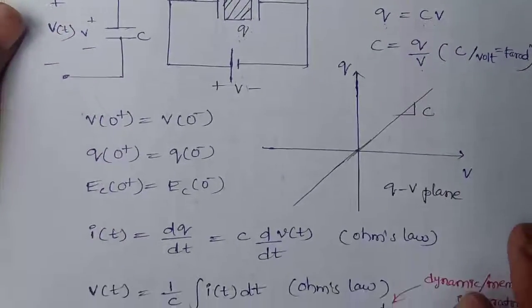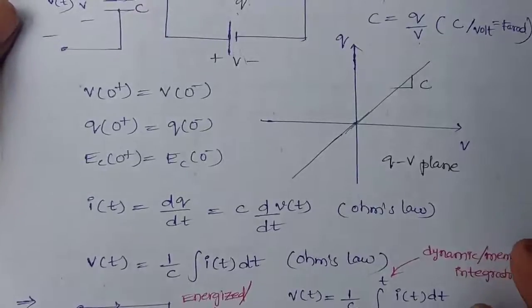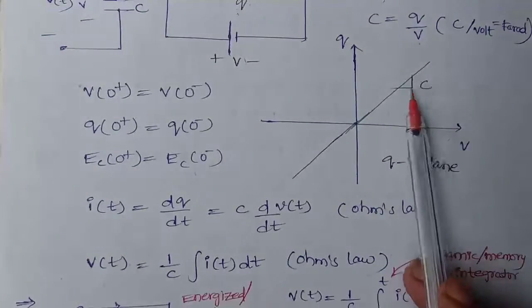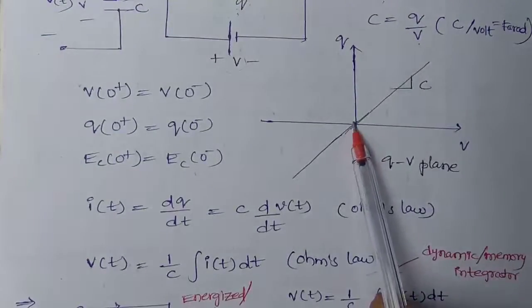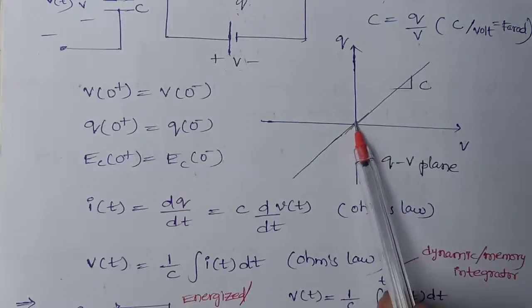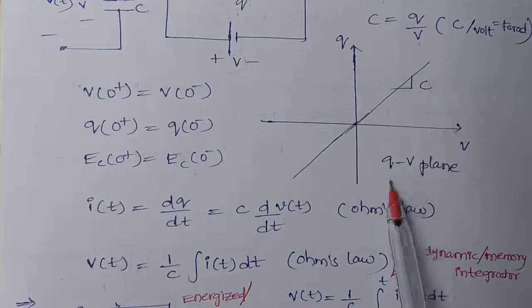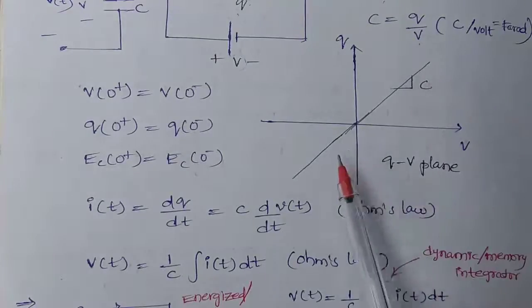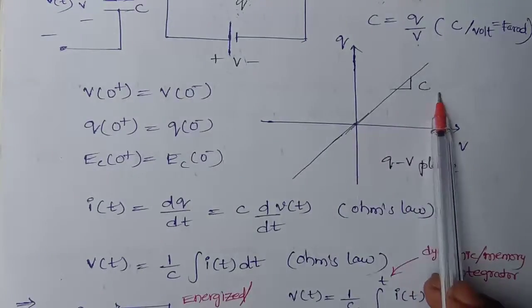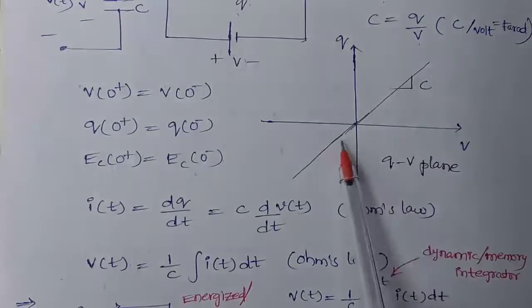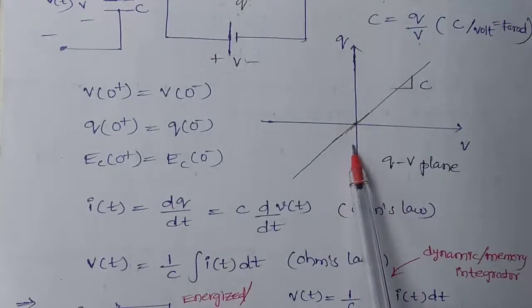We will get a straight line passing through origin with a slope C in QV plane. Okay? This is the characteristics of capacitor.